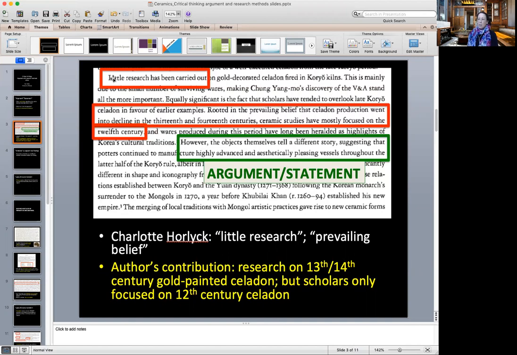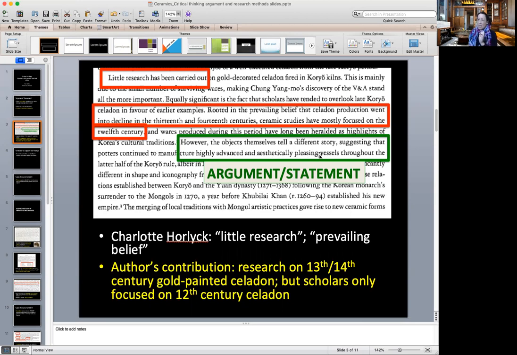She's saying, in the red, you see these red boxes. So the red boxes are basically saying, this is what has been done. And then the green box, this is basically saying, this is what I'm doing in this article, okay? So first she says, little research has been carried out about these gold-painted Celadons because so far scholars have been only thinking about 12th century Celadon. They totally neglected anything after the 12th century because they thought it was just declining and it was not high quality, right? So she's saying, no, they were highly advanced.